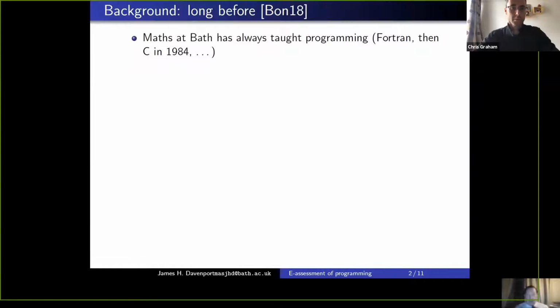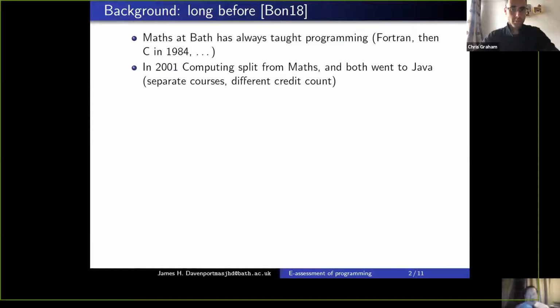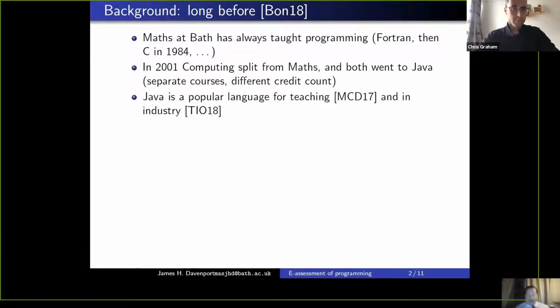So what's the context? Well, long before the Bond report, Maths at Bath had always taught programming. It was Fortran when I joined, and I took it to C and so on. In 2001, computing split from Maths, and actually both of them went to Java. Different courses, different credit counts.